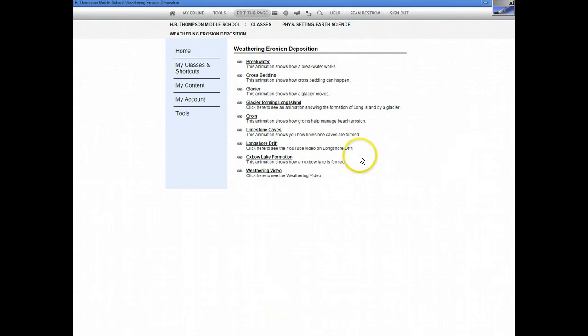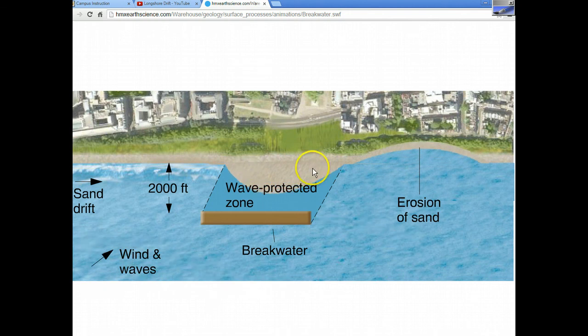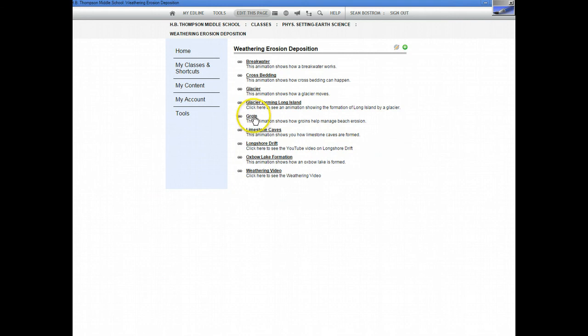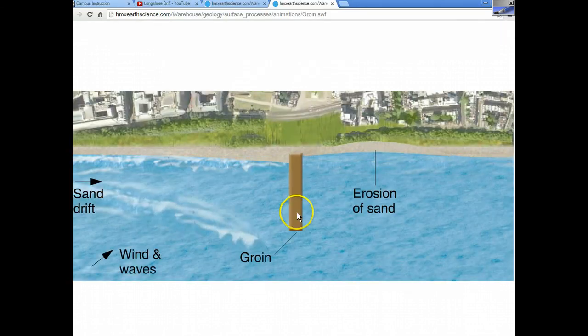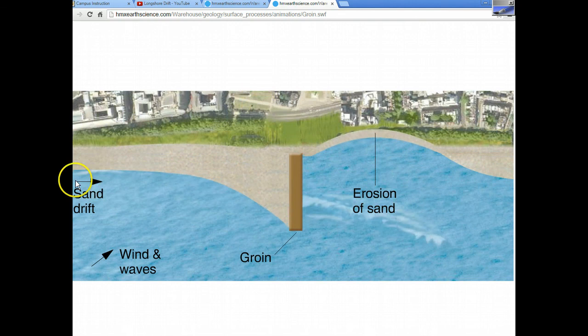And then going back to Edline, you can see that there's an animation showing you breakwaters, the way they function. And you can see that the sand, the deposition is occurring over here, the erosion is occurring over here. And you can see the drift, all that fun stuff. And then there's also an animation for groins. So they build the groin, you get erosion over here, and you get deposition on this side. The sand's being removed from over here, depositing over here, and then it continues on down this way.